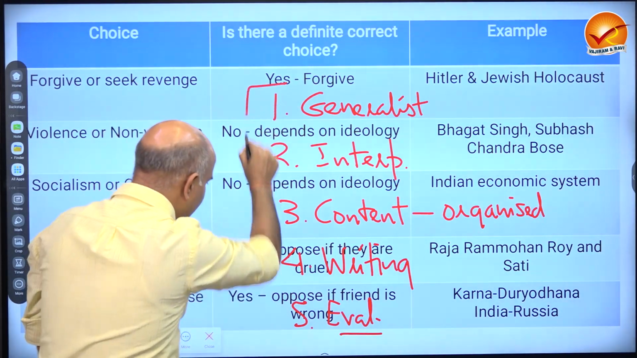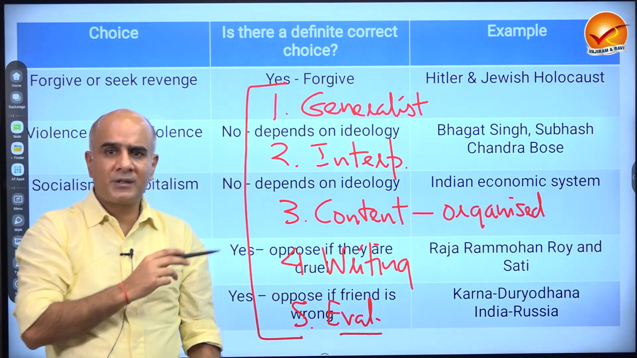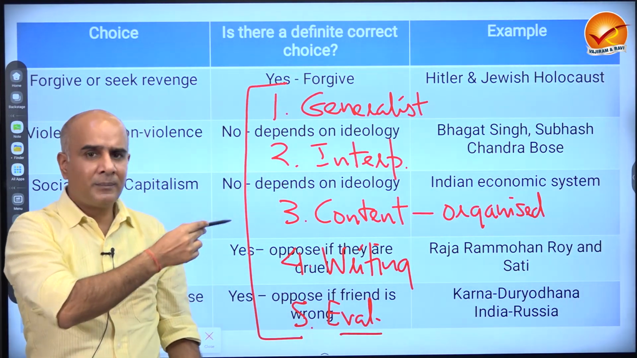The essay paper is very simple, very straightforward if your approach is right. And for that approach, please keep these five elements in mind.